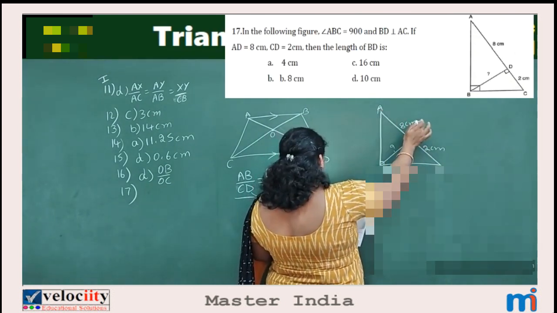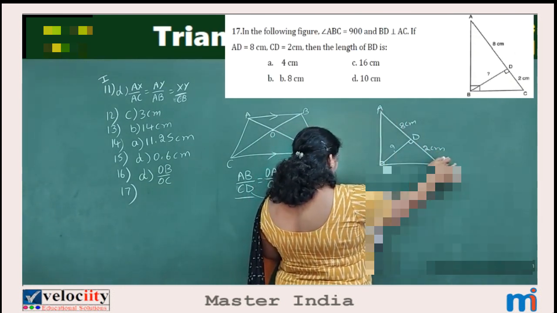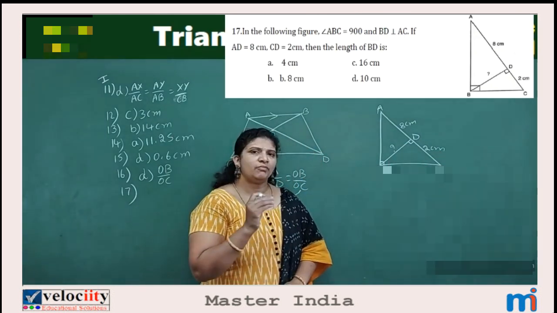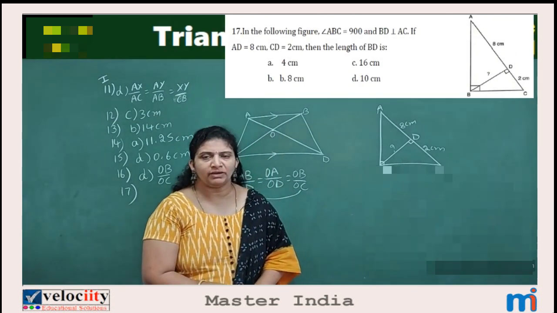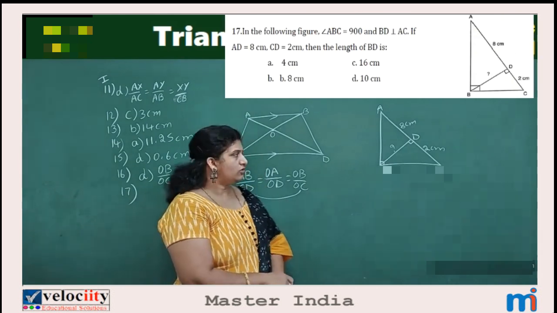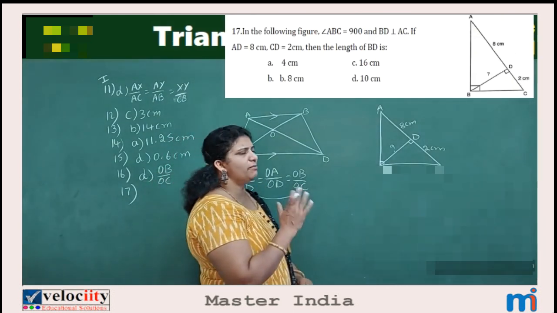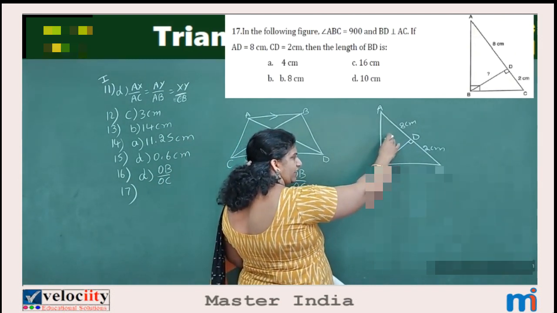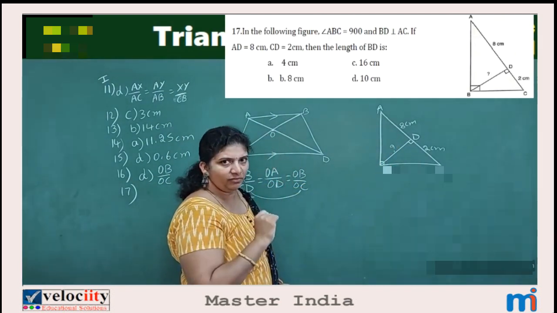If AD is equal to 8 cm, CD equal to 2 cm, then the length of BD is your question. A similar type of question I have solved in the model paper. Many of the children asked, ma'am, how do you get that formula? So observe here, children, we need to compare the triangles. Big triangle, this triangle, compare and equate the ratio, you get one formula.